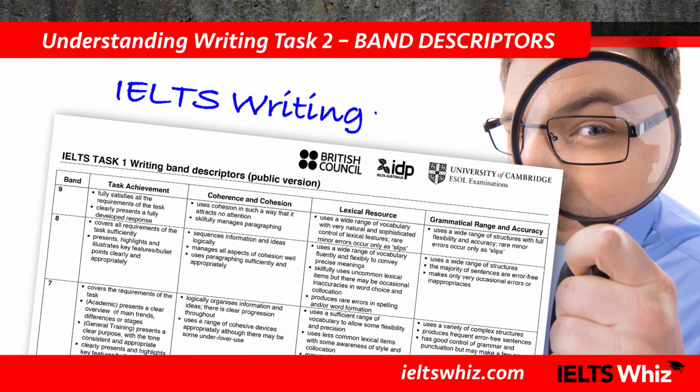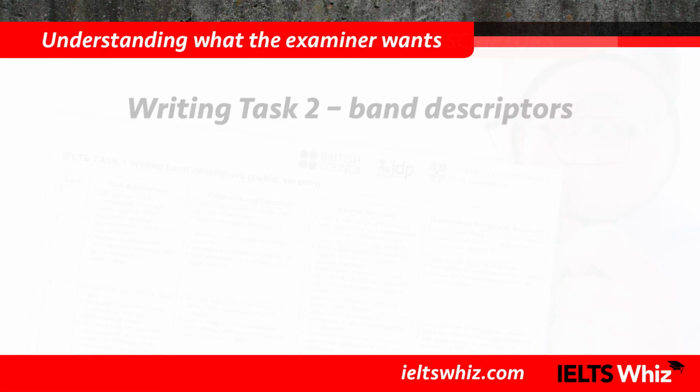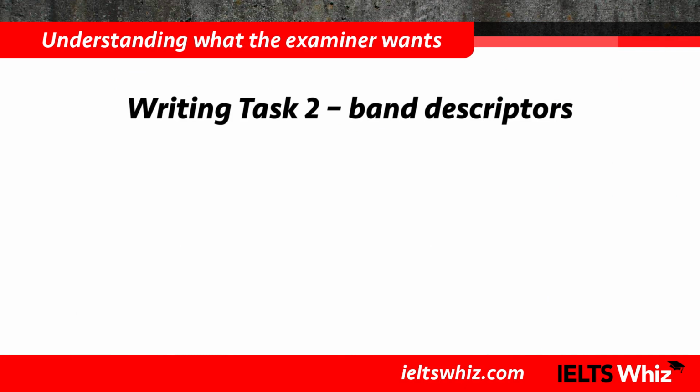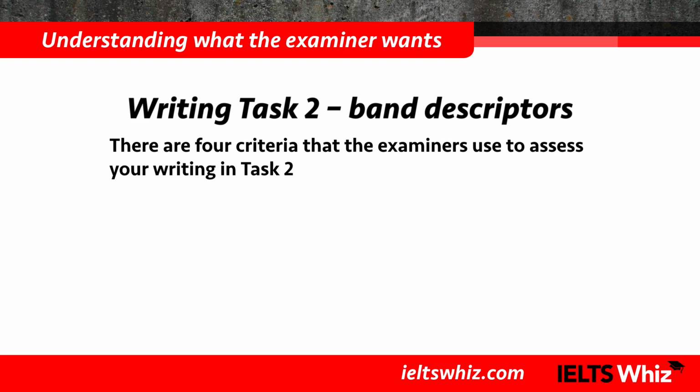The band descriptors are guidelines used by examiners when marking writing task 1 and task 2. If you understand what the examiner is looking for when assessing your writing, it can help you to make sure you include everything you need to maximize your score. There are 4 criteria that the examiners use to assess your writing in task 2.